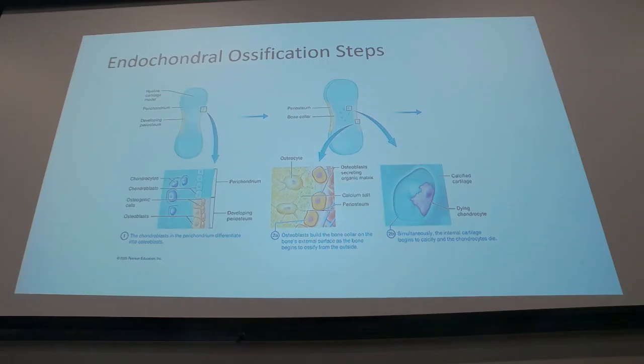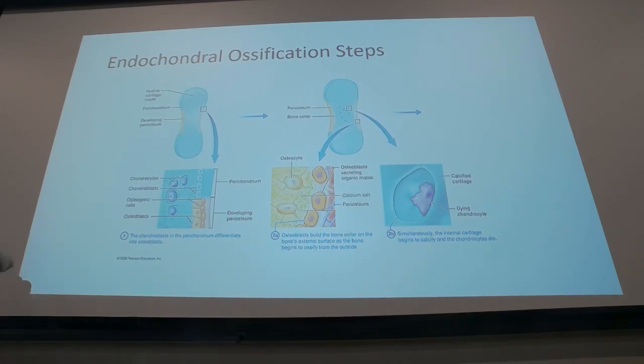Now for endochondral ossification, again, you have a model of hyaline cartilage, which is this. And in this model, you have this central part that is going to be the future diaphysis, and these endings that are going to become the epiphysis.